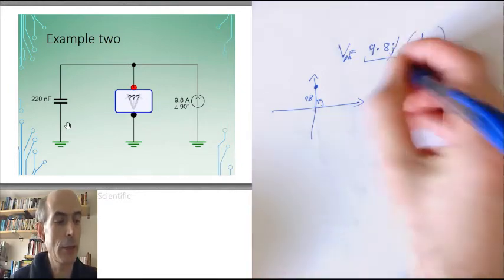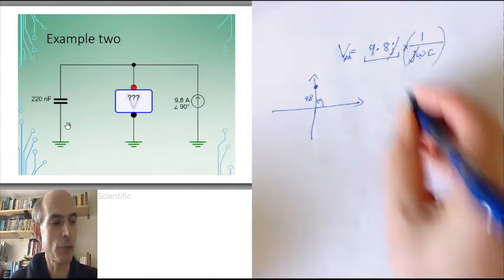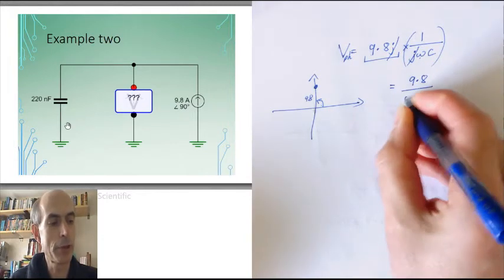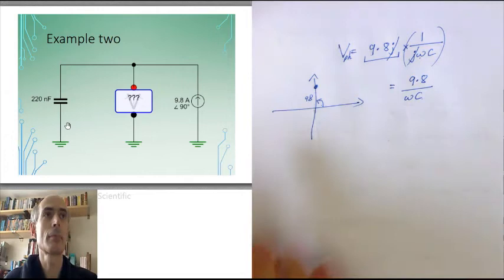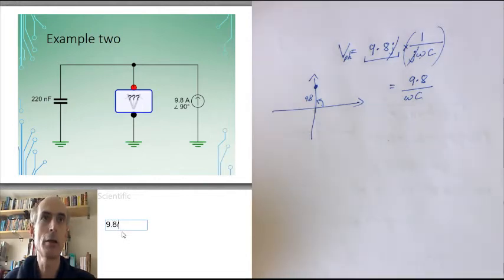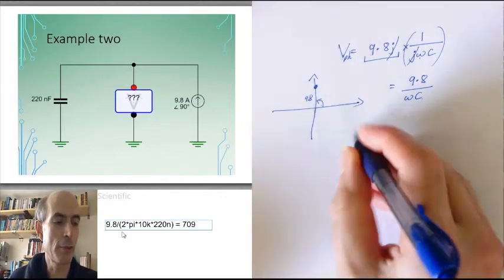Here, quite conveniently, those two j's cancel, so the result is going to be real: 9.8 divided by omega c. And I can work that out. If the frequency is again 10 kilohertz, that would be 9.8 divided by 2 times pi times 10 kilohertz times c, which in this case is 220 nanofarads. That just gives you 709.